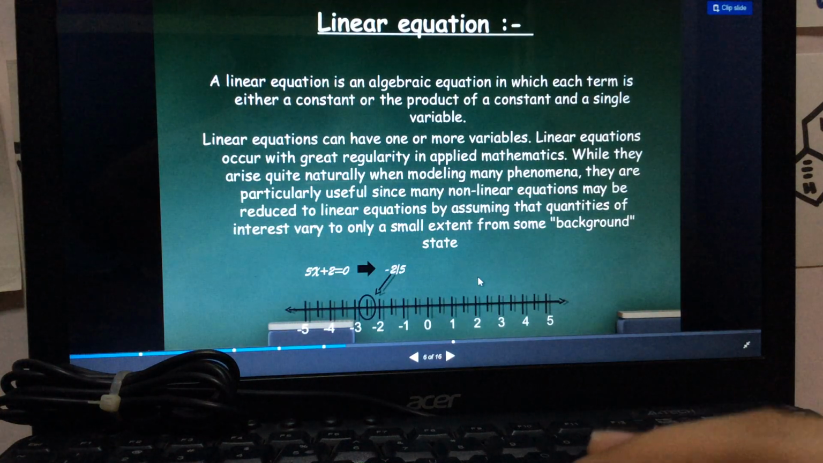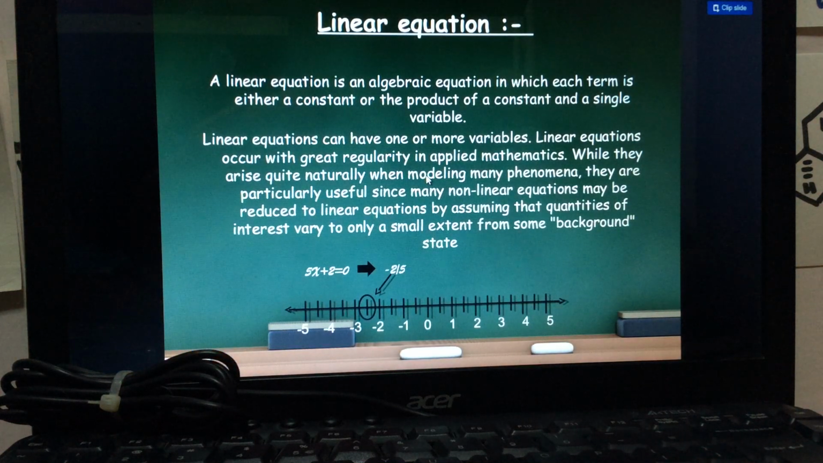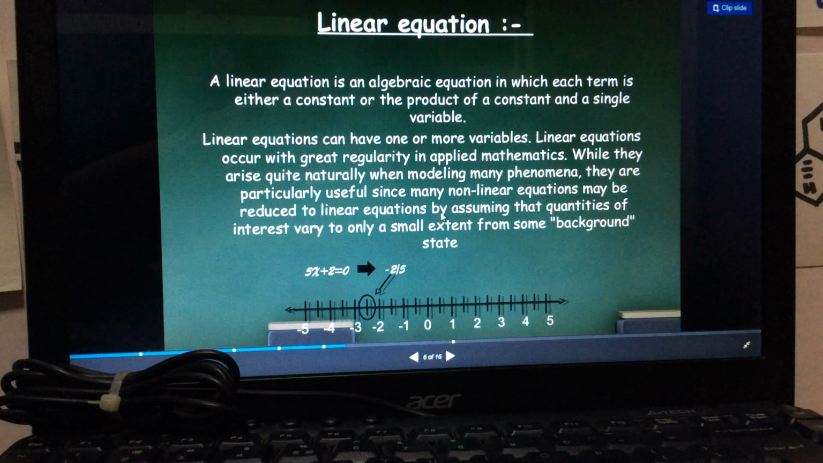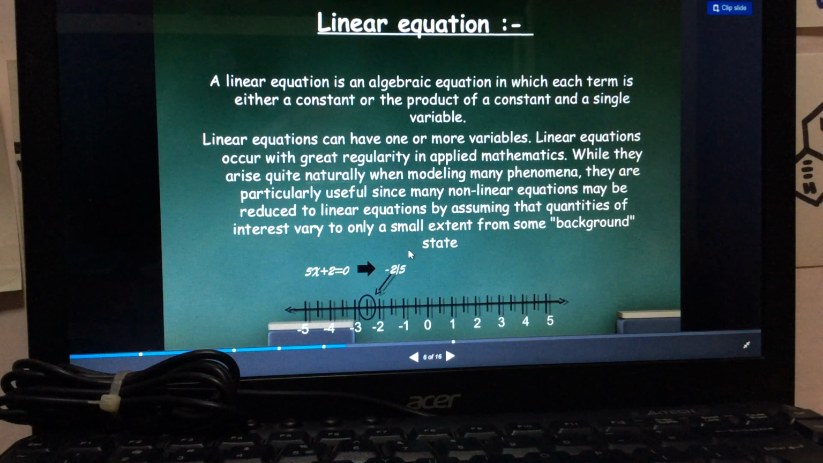Okay. A linear equation is an algebraic equation in which each term is either a constant or the product of a constant and a single variable. Linear equations can have one or more variables. Linear equations occur with great regularity in applied mathematics, while they arise quite naturally when modeling many phenomena. They are particularly useful since many nonlinear equations may be reduced to linear equations by assuming that quantities of interest vary to only a small extent from some background state.